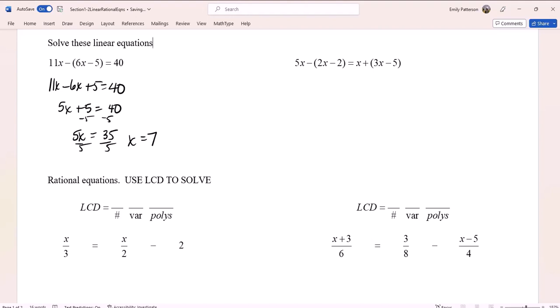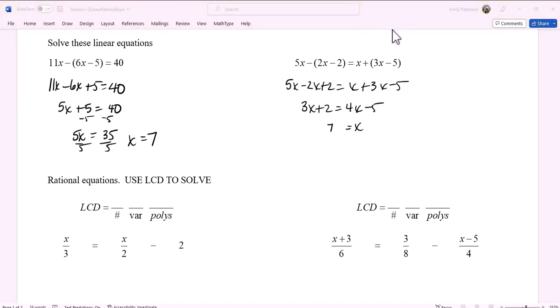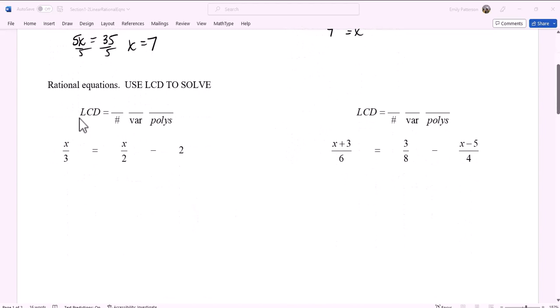Same thing here. So go ahead and distribute. Just as a quick review, go ahead and distribute. I'm going to let you pause the video and then I'll put up the answers. And again, distributing the negative through the parentheses and combining like terms on both sides, we get x is equal to 7.